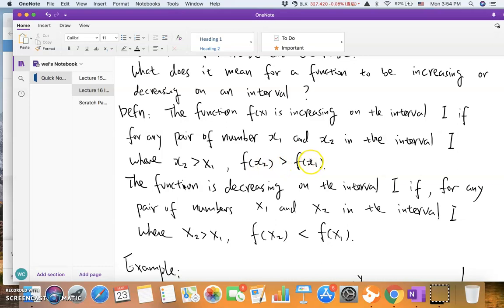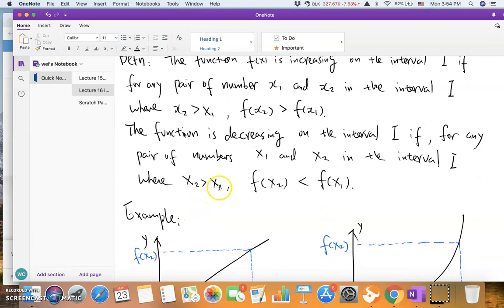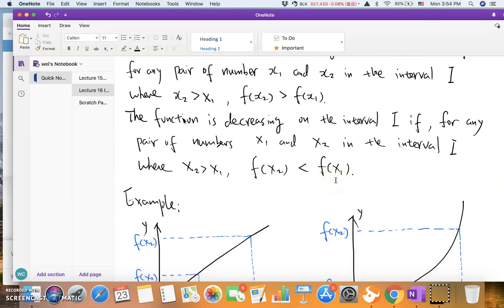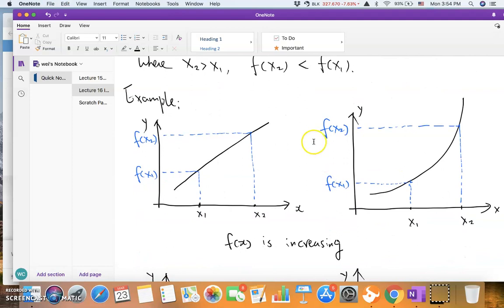And the function is decreasing on the interval I if for any pair of numbers x1 and x2 in the interval I, where x2 is greater than x1 implies the function value at x2 is less than the function value at x1. So here is an example.